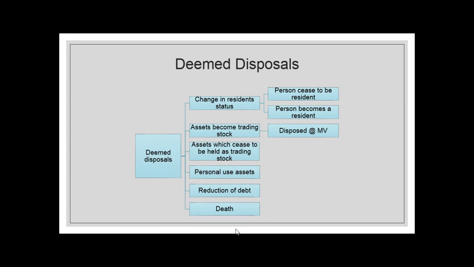Okay, and then any reduction in debt. So I owe someone money and they say it's okay, you can write it off. Any reduction in debt is also viewed as if I've disposed of an asset. So, for example, a loan would be viewed as a capital gain because you would have the proceeds, but you would not have a base cost for it.